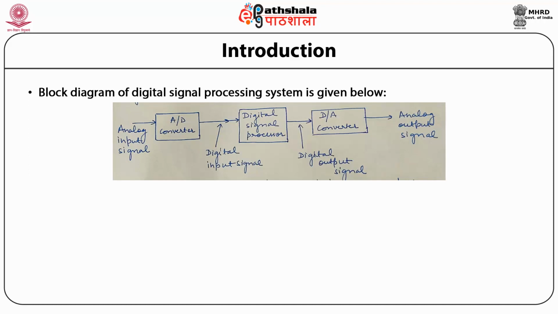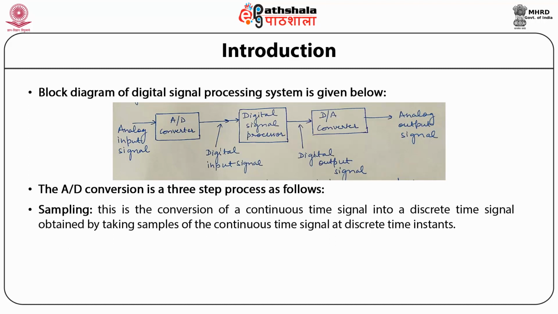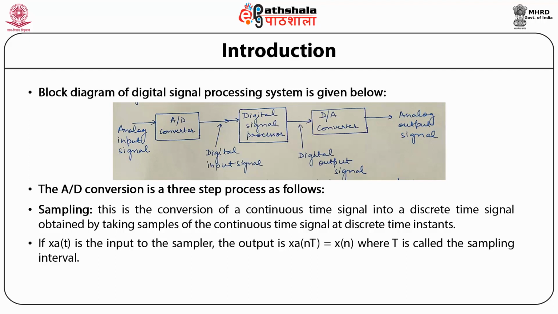to digital converter. Analog to digital conversion is a three-step process. Number 1, sampling. This is the conversion of a continuous time signal into a discrete time signal obtained by taking samples of the continuous time signal at discrete time instants. So if xa(t) is the input to the sampler, the output is xa(nT), which is equal to x(n), where T is the sampling interval.